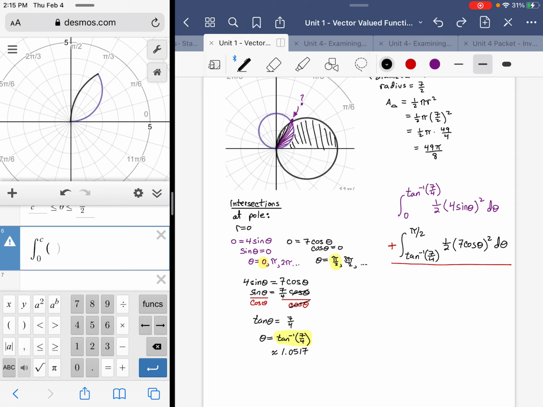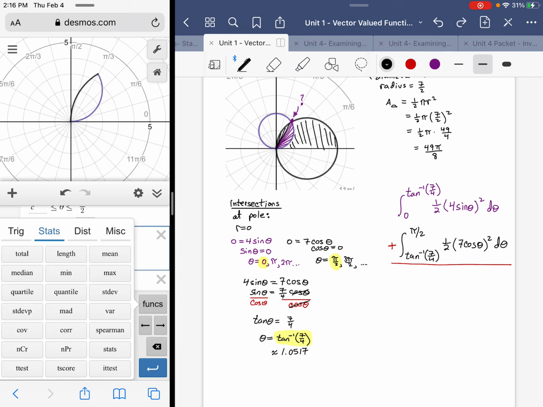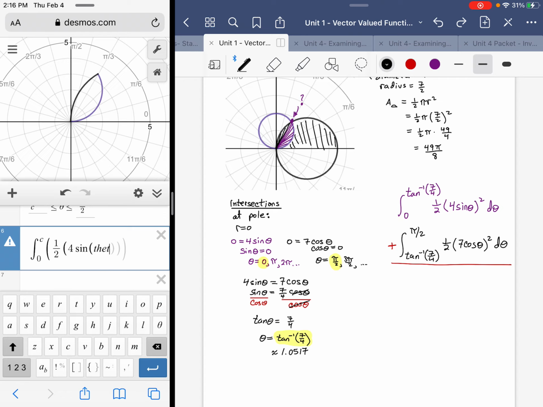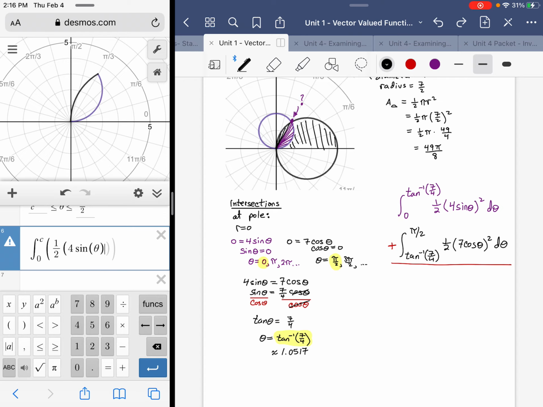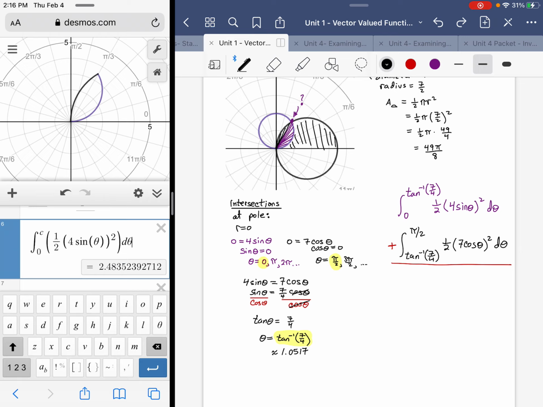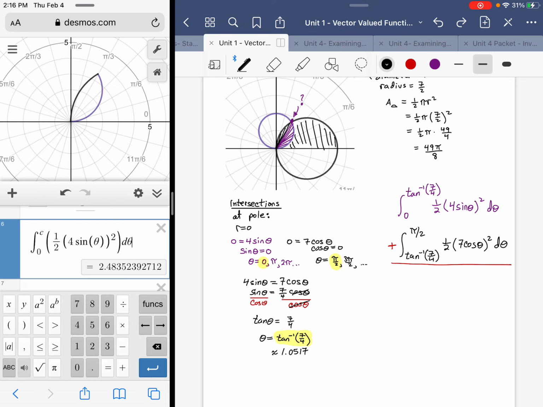Open paren for the integrand. We have 1/2, so 1/2. 4 times the sine of theta. Back to trig, not stat, trig. 4 times the sine of theta squared. Close it up. D theta. All right, we can hang on to that, or we could just tack right onto it. I'm going to tack right onto it.